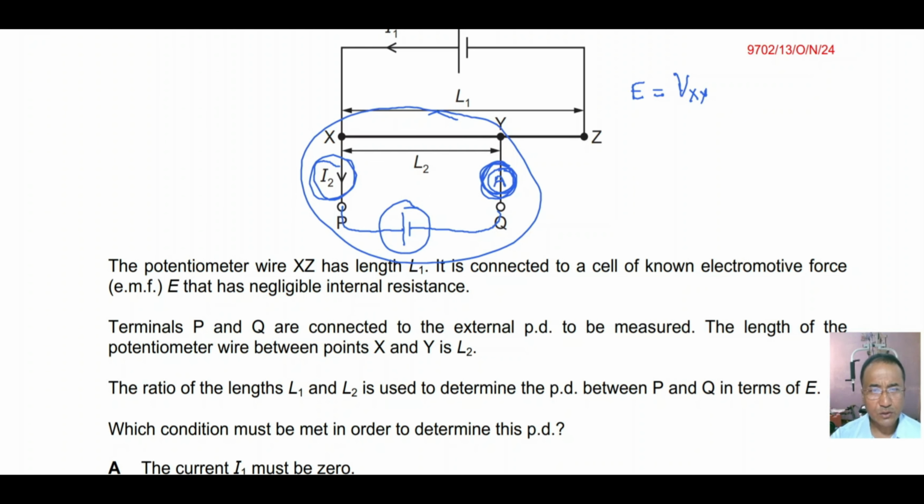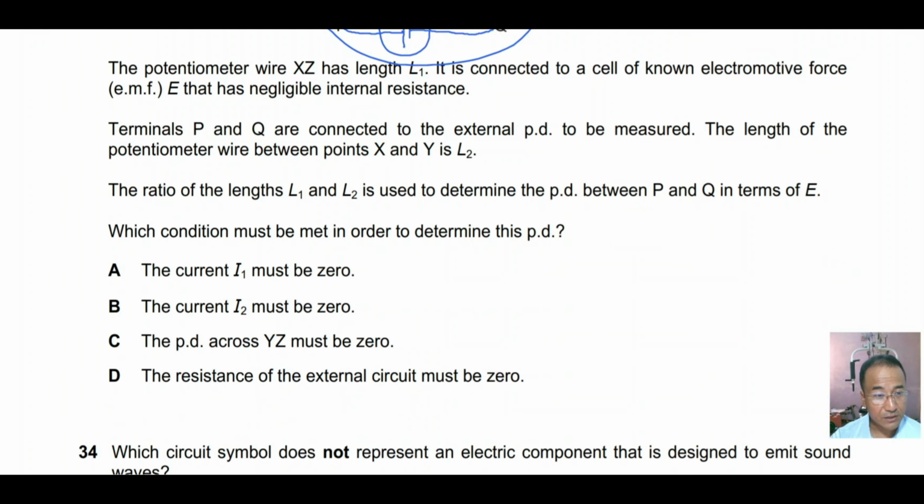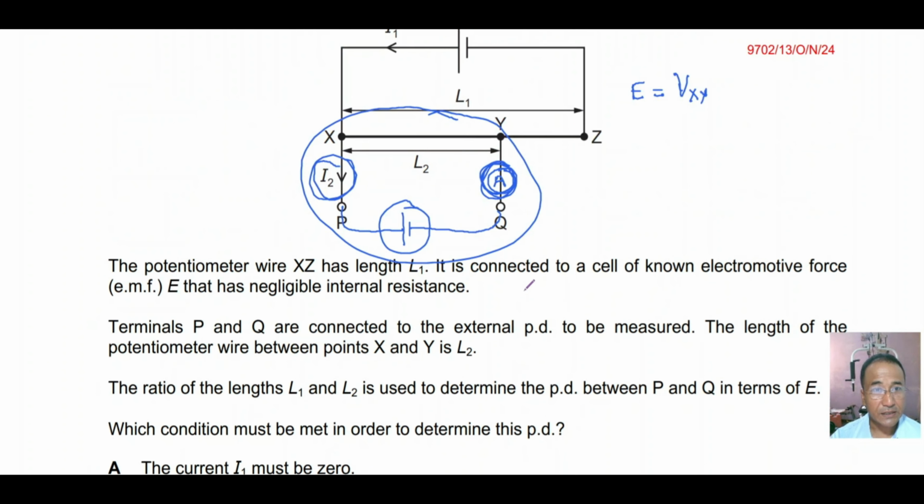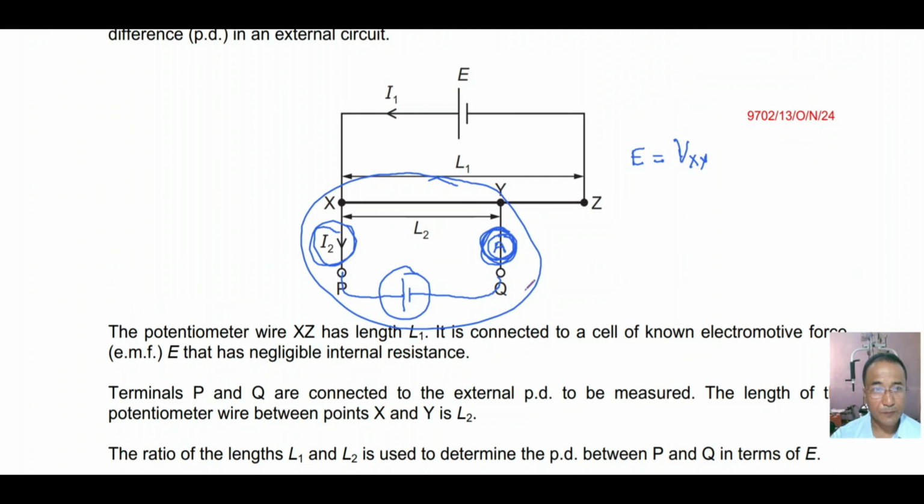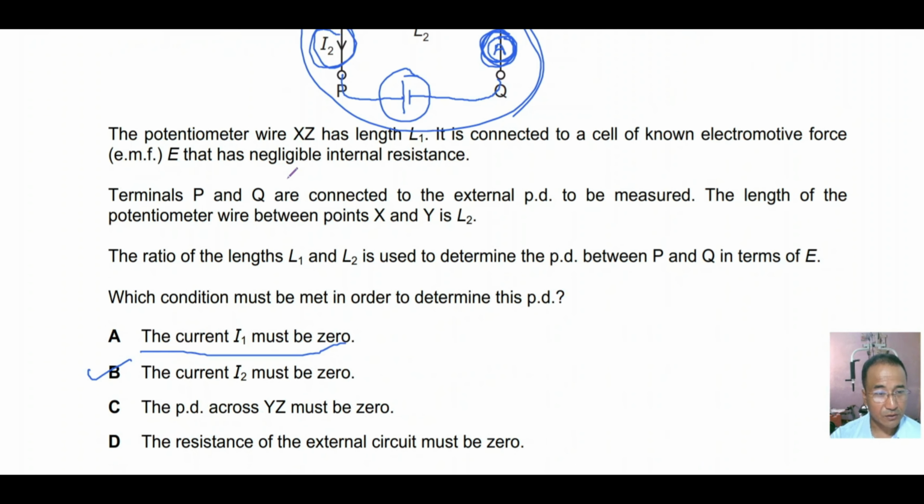So if I go to the choices, the direct answer is choice B, because it says the current I2 must be zero. This is the correct answer. If I go through the other choices as well, it says the current I1 must be zero, which is not possible because it is the driver source and it has to drive a current for all of these things to operate. So I1 cannot be zero. So this is the wrong choice.